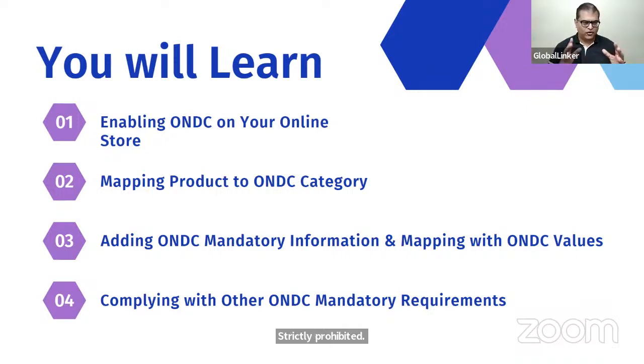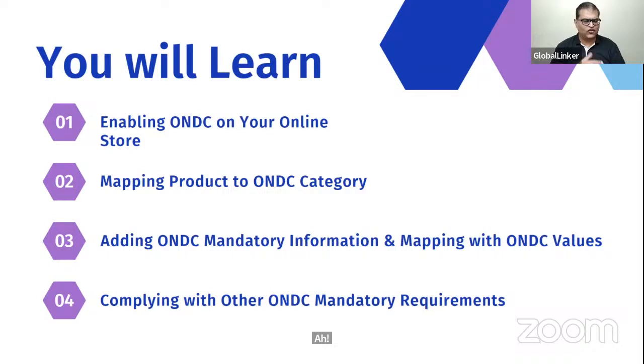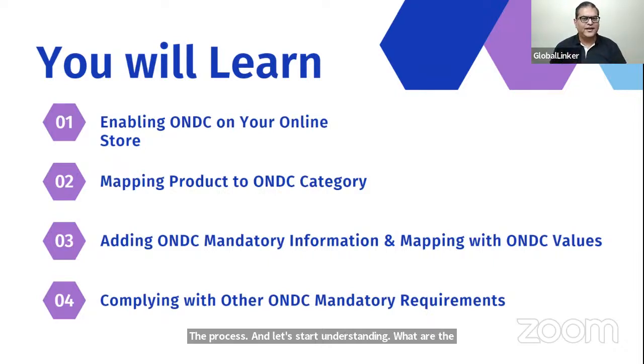All right. Now coming back to the process. So this is where we'll go through these points and we'll understand. I will also be explaining the process, showing you the live screens. It is basically 4 points that we are seeing on the presentation, and these are the 4 stages that you have to go through. So let's start understanding what are the steps that you have to go through to enable ONDC on your digital catalog.